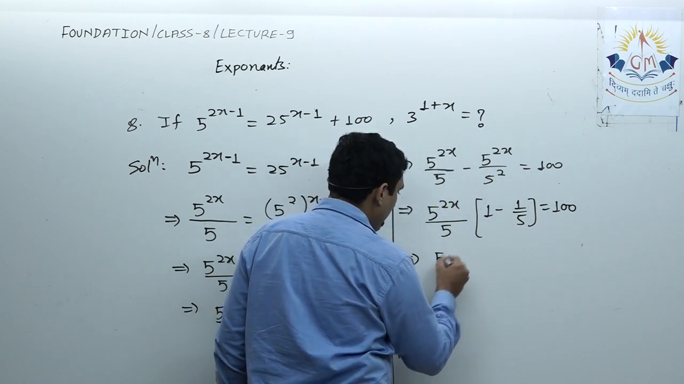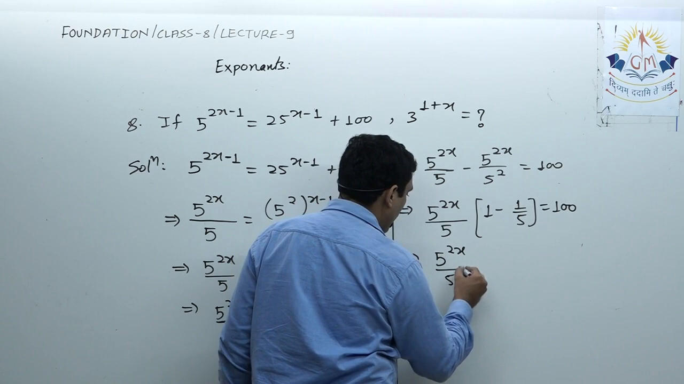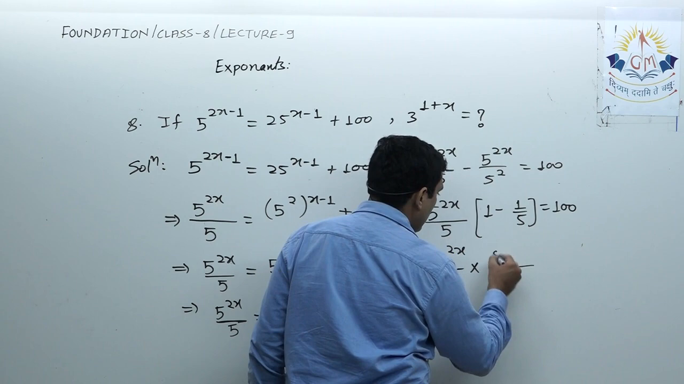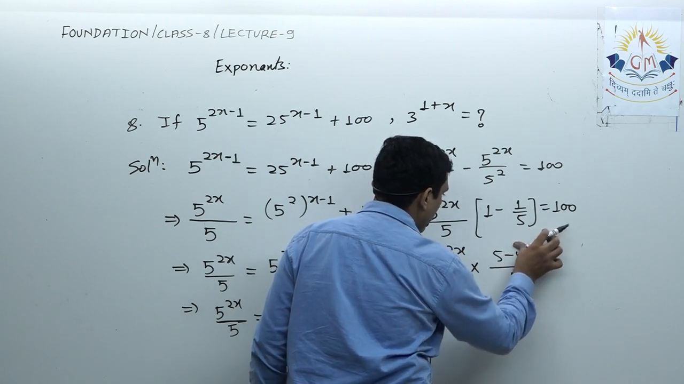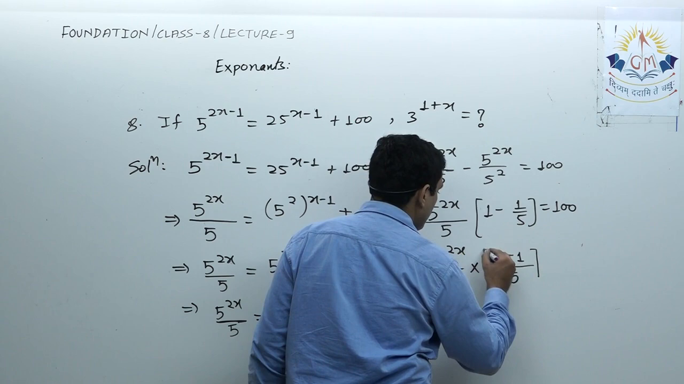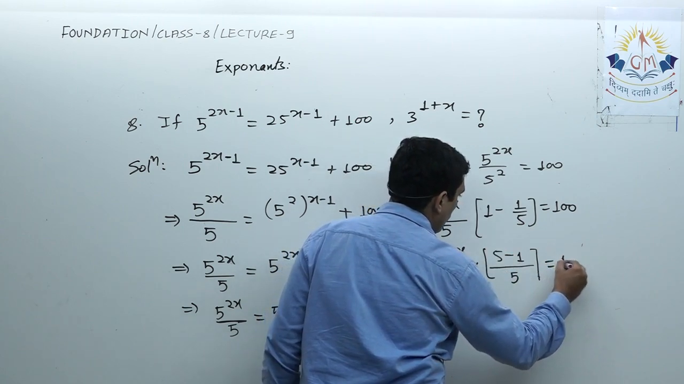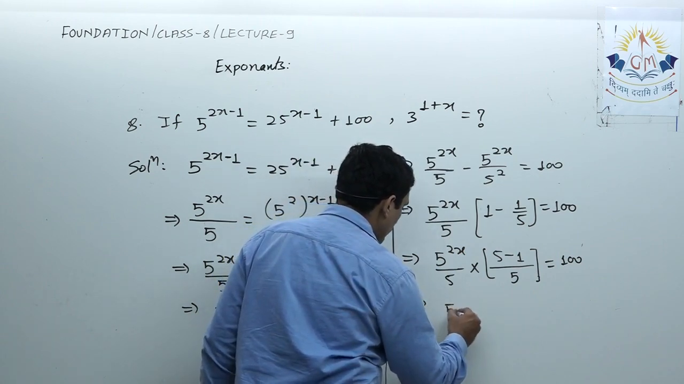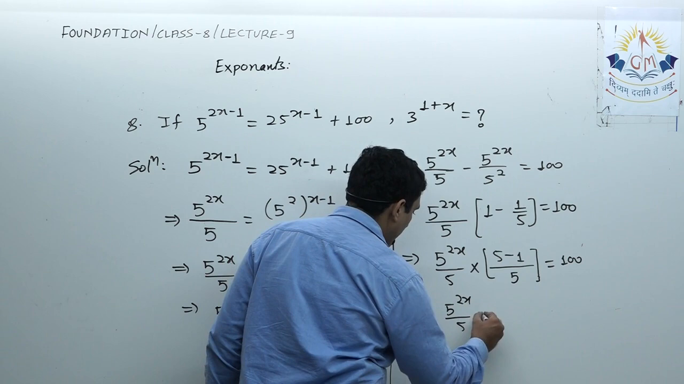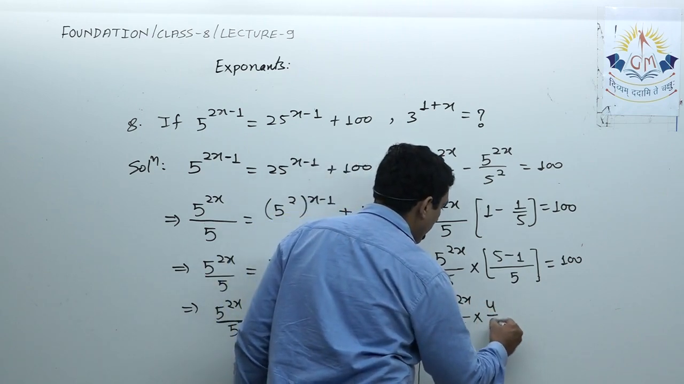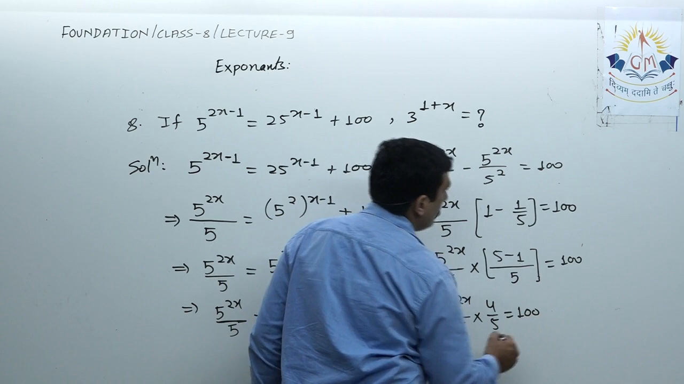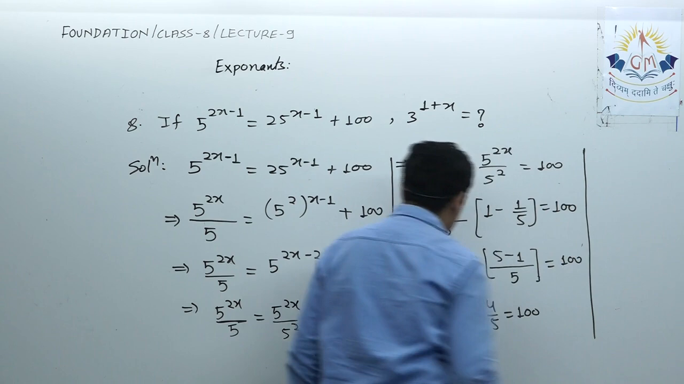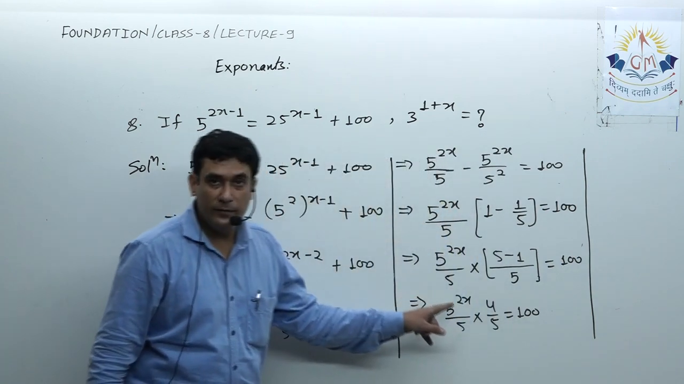Now further, 5 raised to 2x upon 5 multiplied by, here LCM will be 5 minus 1, is equal to 100. Okay, so now 5 raised to 2x upon 5 into 4 upon 5 is equal to 100. Okay, what we need is the value of x.